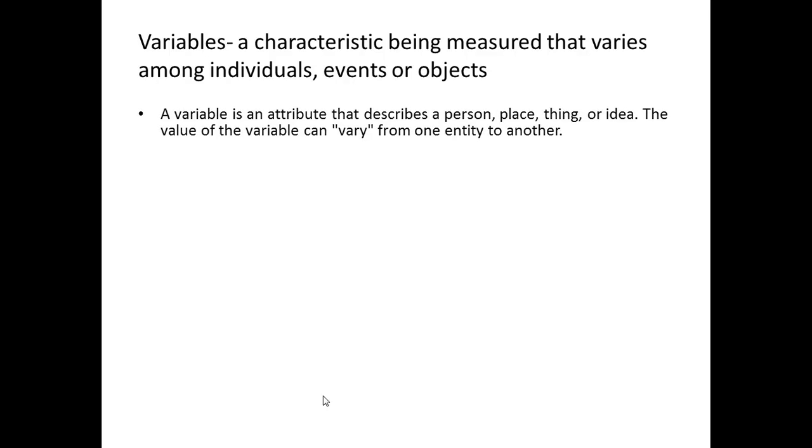Variables. This is defined as a characteristic being measured that varies among individuals, events, or objects. A variable is an attribute that can describe a person, place, thing, or idea. The value of the variable can vary from one person or observation to another.